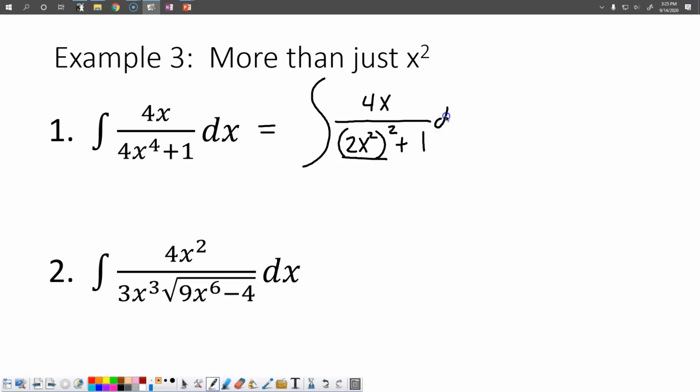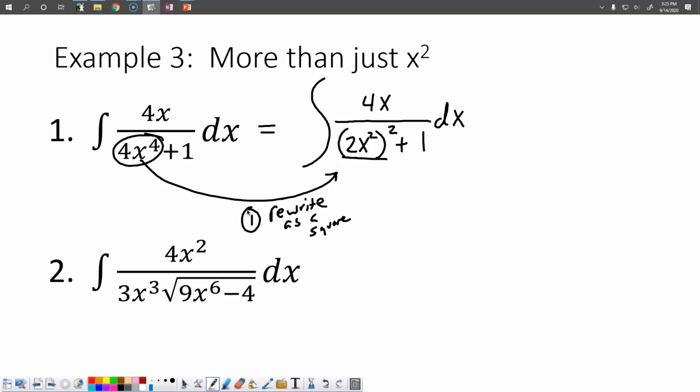Okay, so that's the main step there. Is you want to rewrite. Matter of fact, I think I'm going to draw my arrow so that the arrow connects to that. You want to rewrite it as a square. That's the main thing. Okay, so now, once you've got that, we're going to go ahead and we're going to do U substitution. So I'm going to number my steps here, you guys, just so you know. We're going to do some U substitution. Okay, so let's do that.